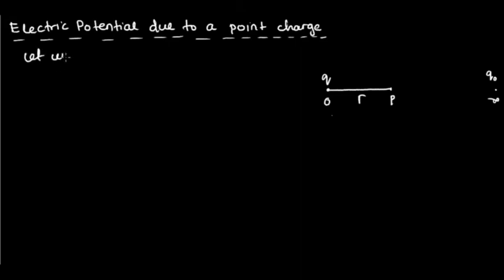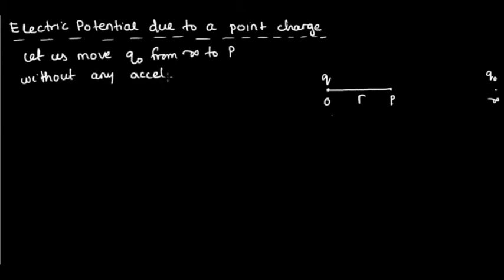Let us move Q naught from infinity to point P without any acceleration. So without any acceleration means what? If this is the test charge Q naught, then it will experience a repulsive force due to this positive point charge in this direction. This is the electrostatic force.